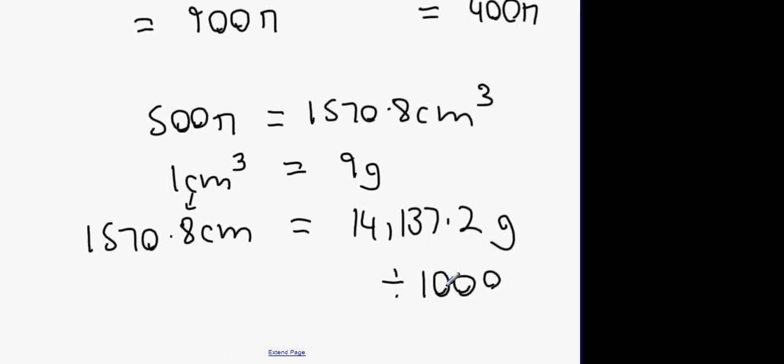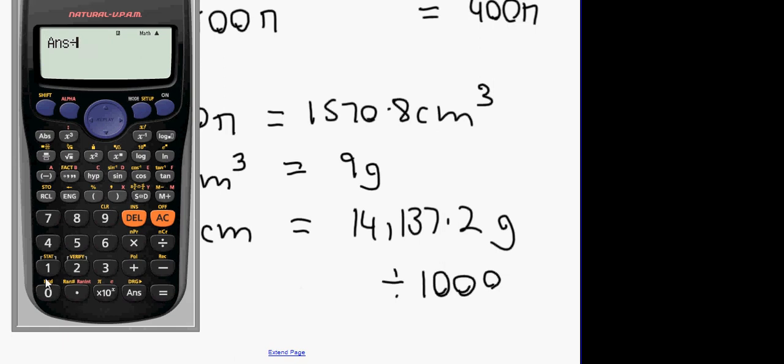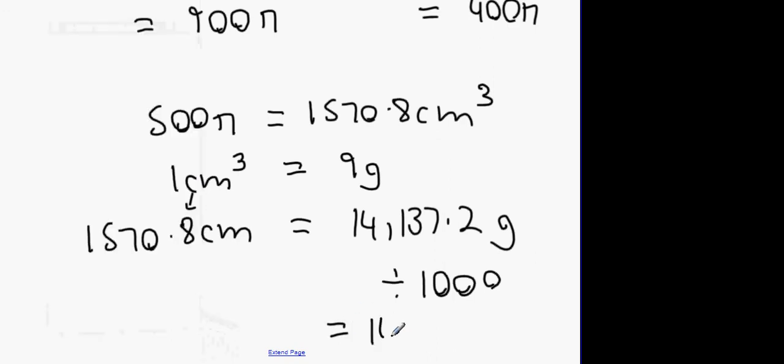Thank you. Okay, divide that by 1,000 to change it into kilograms. When we divide by 1,000 we get 14.14 kilograms. Round it to 14.14 kilograms. How many people got that one? Okay, well done.